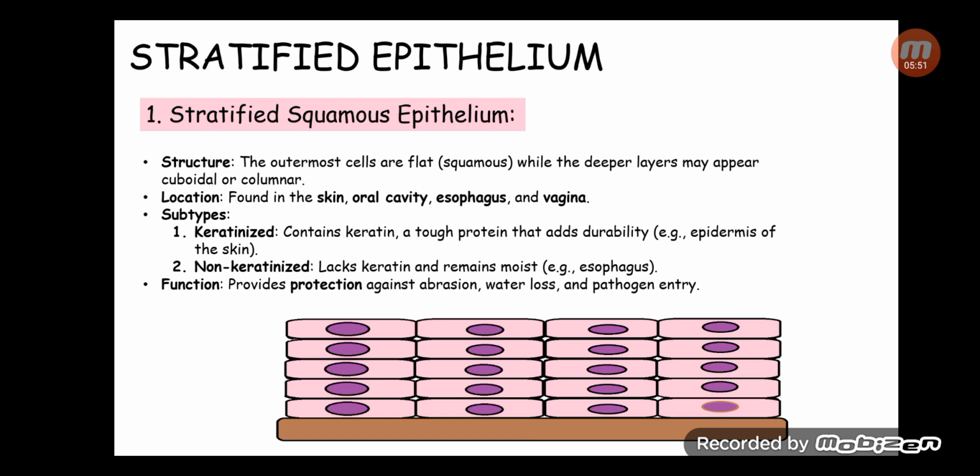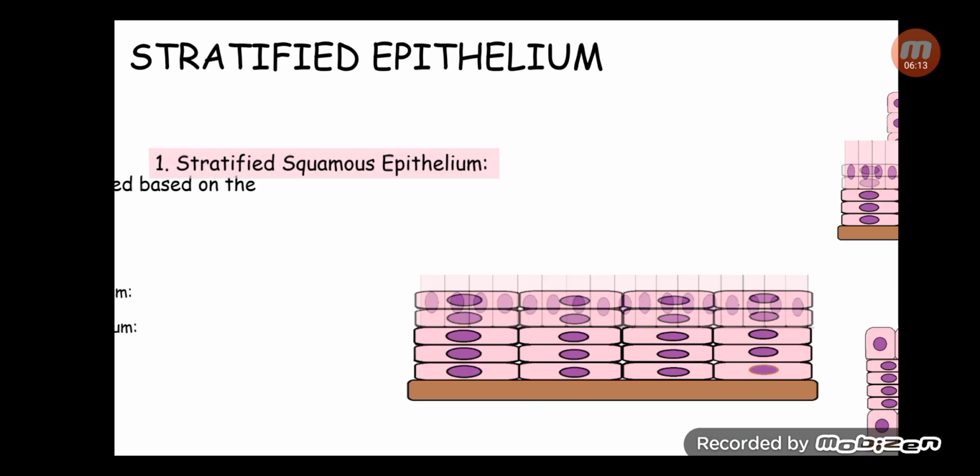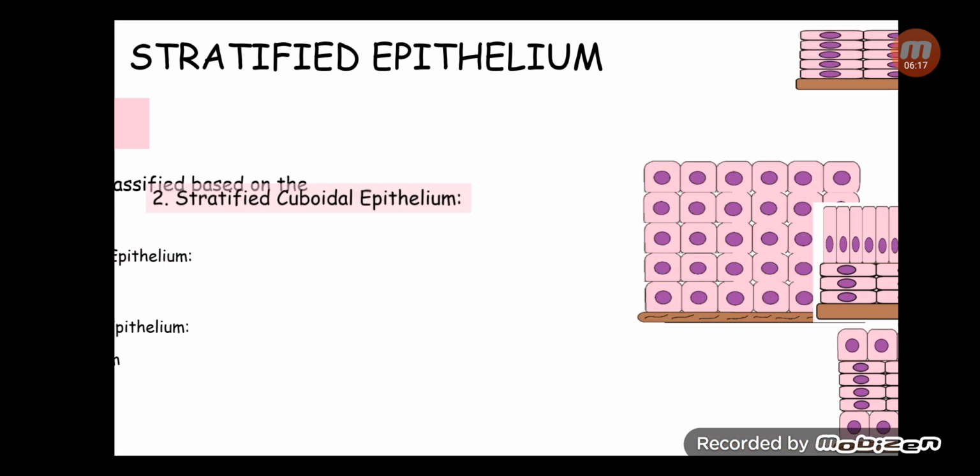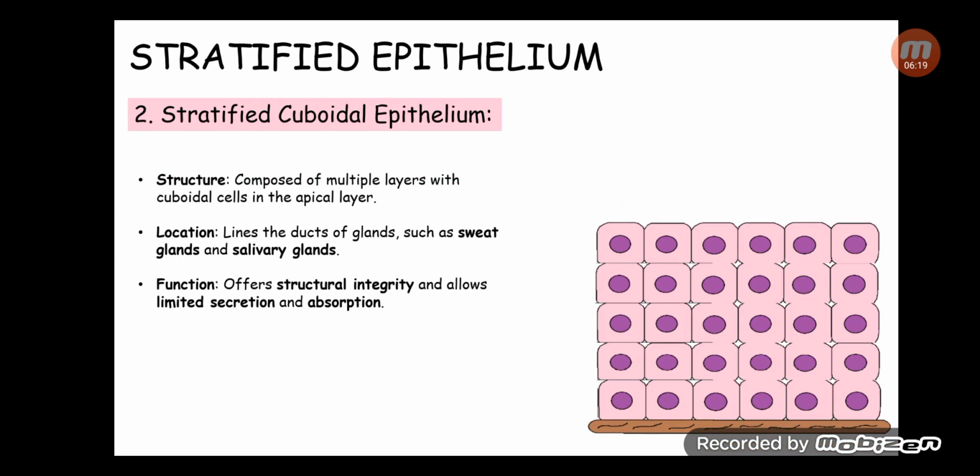And the top layer of keratinized epithelium does not have a nucleus. And then we have non-keratinized epithelium that lacks keratin and remains moist. The example of it is the stratified epithelium of the esophagus. Now we will talk about the function of it. The stratified squamous epithelium provides protection against abrasion, water loss and pathogen entry and acts as a first line defense system.